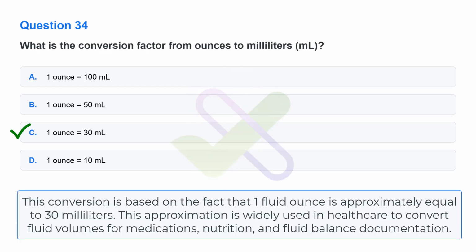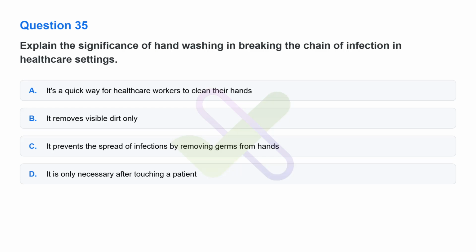The correct answer is C. 1 ounce equals 30 milliliters. This conversion is based on the fact that 1 fluid ounce is approximately equal to 30 milliliters. This approximation is widely used in healthcare to convert fluid volumes for medications, nutrition, and fluid balance documentation. Explain the significance of hand washing in breaking the chain of infection in healthcare settings.